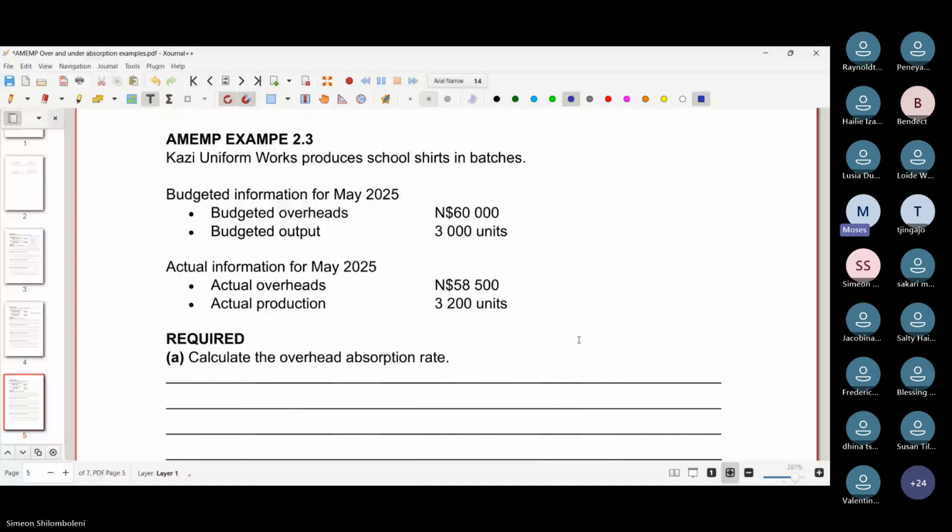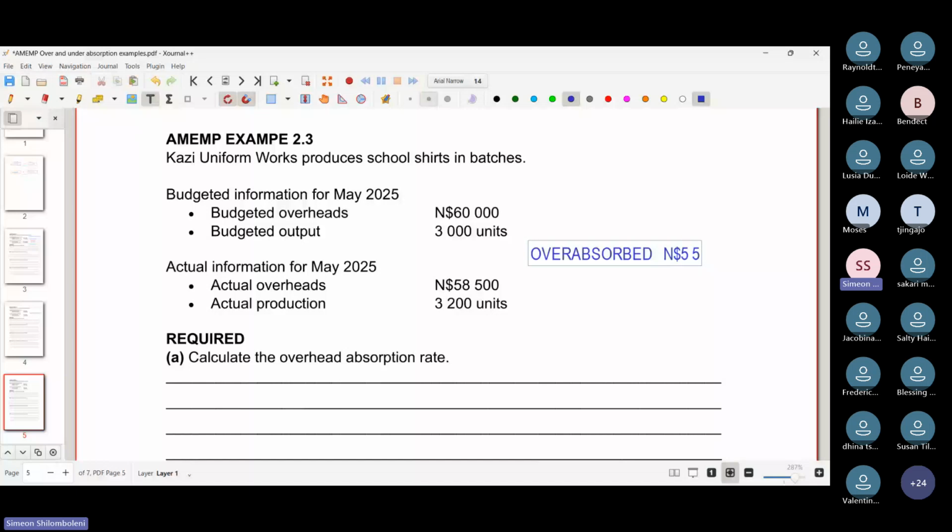It's over, sir. Over. So it's over absorption. Those of you that are still calculating, just continue calculating. Even if someone gives the answer, just continue calculating. It's over with 5,500.